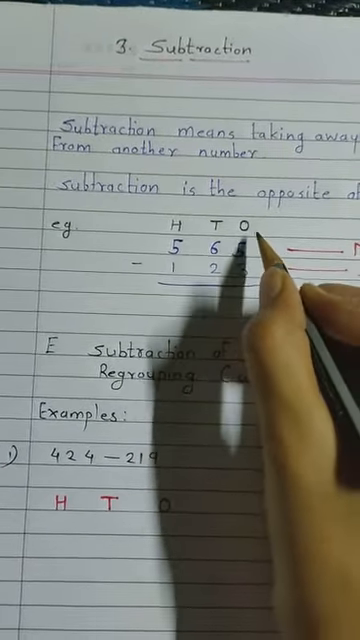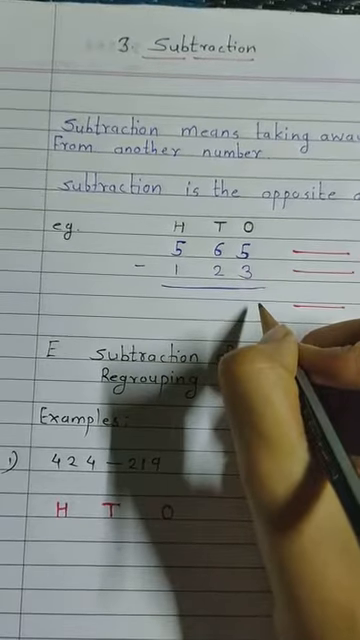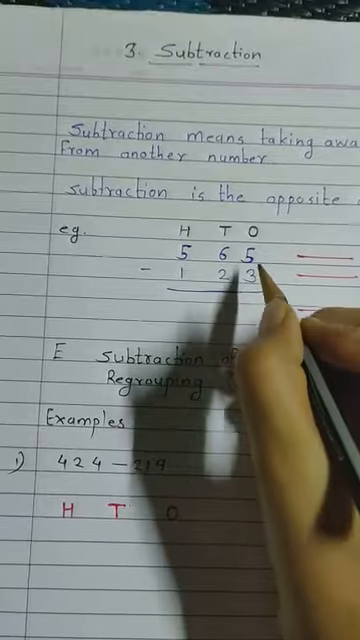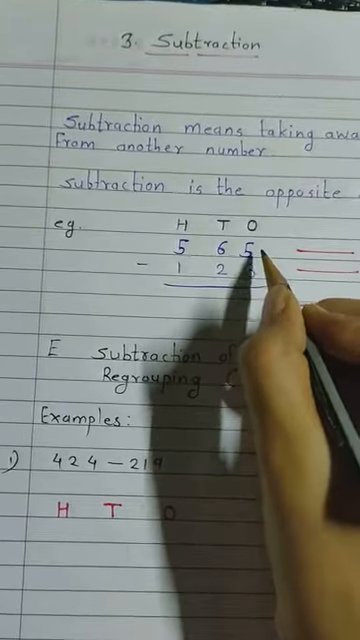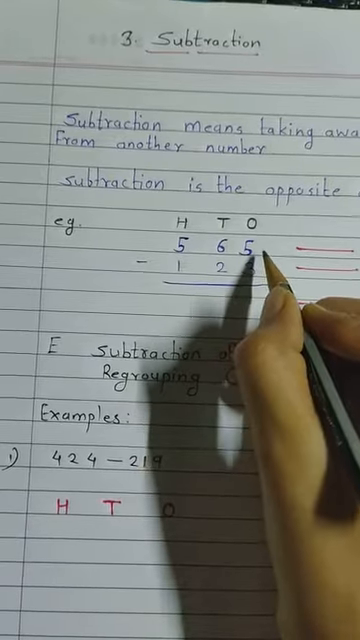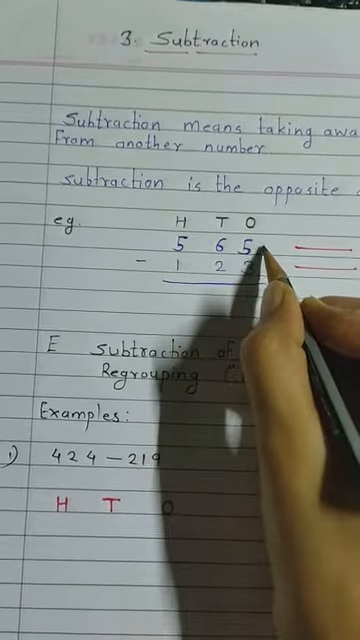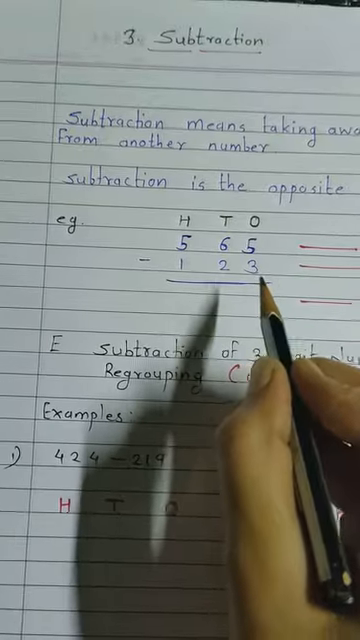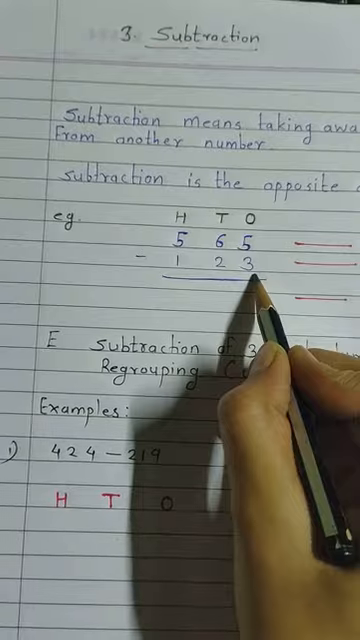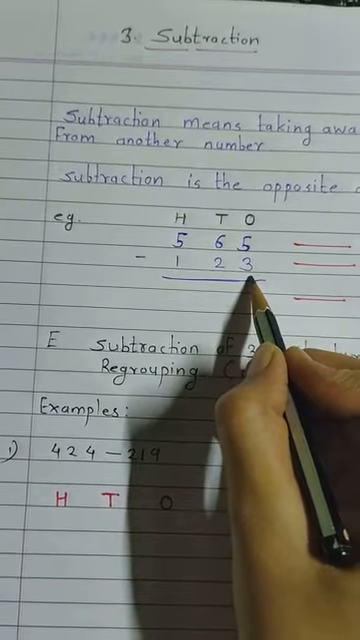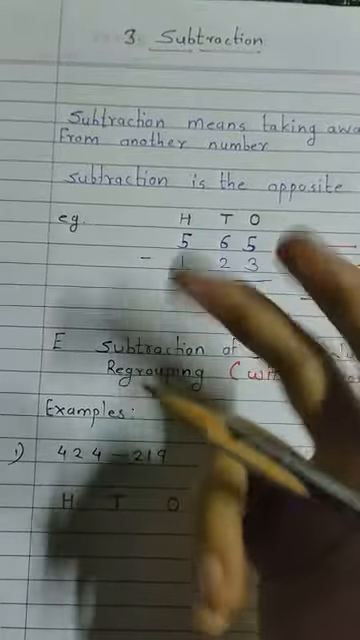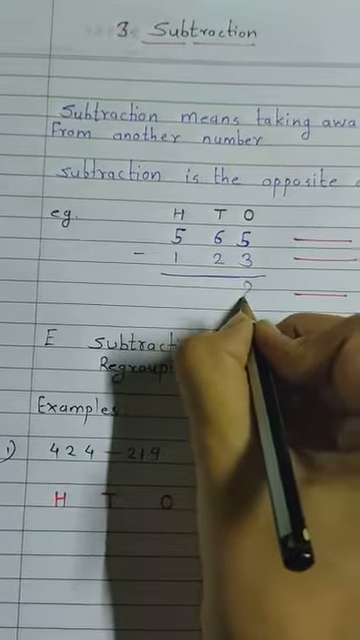Subtraction always starts from the ones place. The first number is 5 and the second number is 3. We first have to check that the first number should be bigger than the second number. Now 5 is bigger than 3, so subtraction is possible. We count from the small number to the big number. After 3, 4 and 5, that is 2. So your answer here is 2.